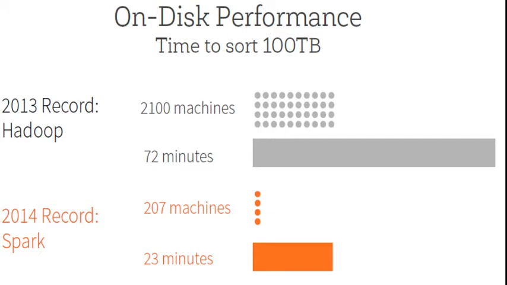But for the 2014 record using Spark, I need only 23 minutes to compute that data, within 207 machines. So compared to Hadoop, Spark is one of the most efficient pieces of software. It reduces complex work into a simple manner.